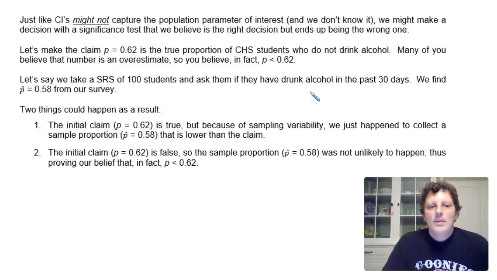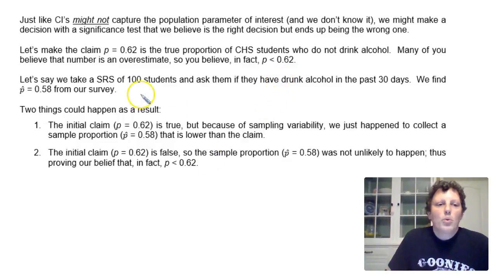Let's make the claim that the true proportion of Cairo High School students who do not drink alcohol is 0.62. That's the claim that's out there. Now, you might think that that's an overestimate. The proportion is actually less than that. So your claim is going to be that the proportion of Cairo High School students who do not drink alcohol is less than 0.62.